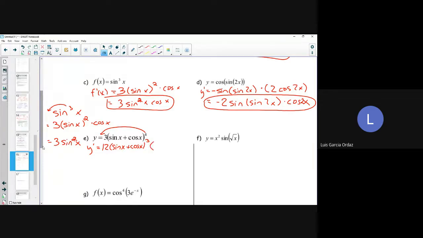Multiplied by the derivative of sine x, which is cos x, minus sine of x.